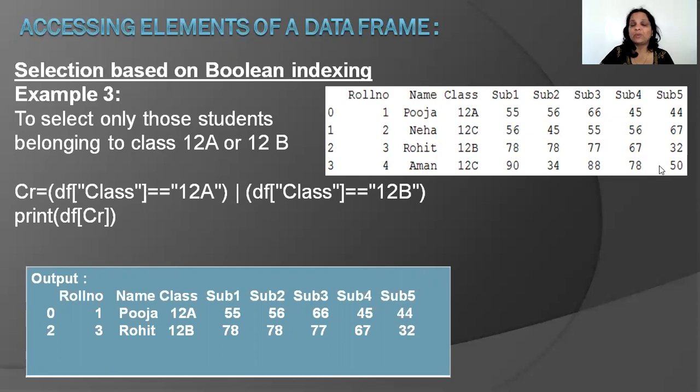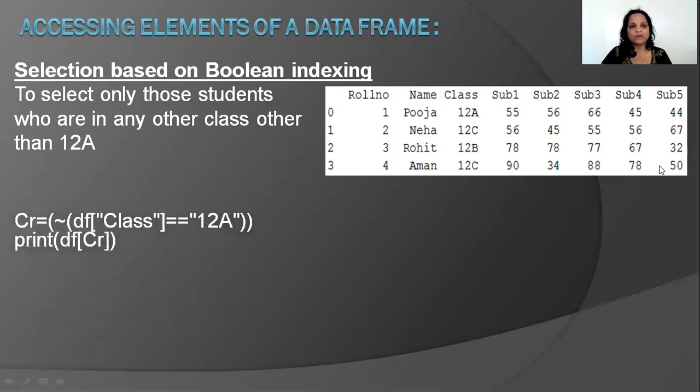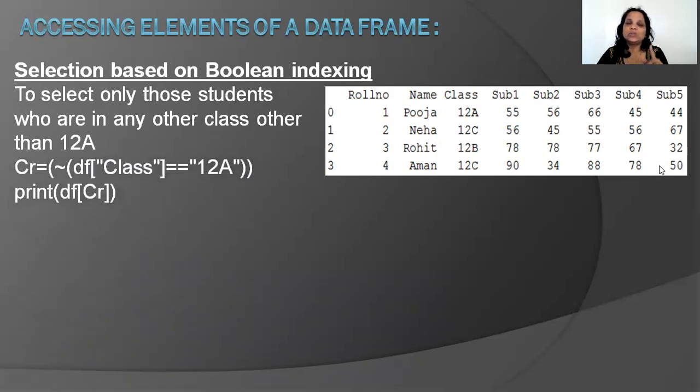Okay, let me show you an example where we make use of the NOT operator. To select only those students who are in any other class other than 12A. So class equals 12A is not my condition, right? So one way of doing it is I write DF of class equals 12A and I put a not sign before that. Can you see the tilde sign? That's what I mean by tilde, TILDE. Okay, so that's not of this condition, and we know how not works. It negates. If the condition inside says class equals 12A, not would say that it should not be equal to 12A. Now I'm making use of the logical operator not.